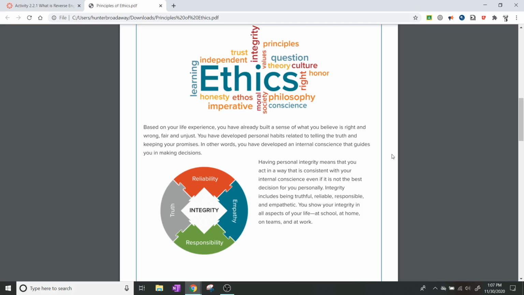So, personal integrity means that you may, quote unquote, do the right thing. Like if you find a $20 bill on the ground, personal integrity would be like, hey, I need to go find out who this money belongs to, instead of saying, hey, I could just pocket this and then I would have $20.